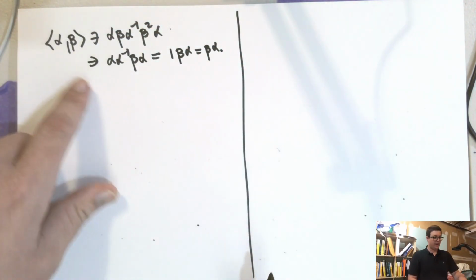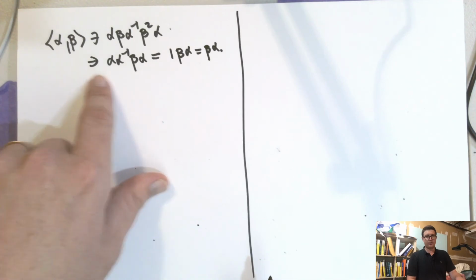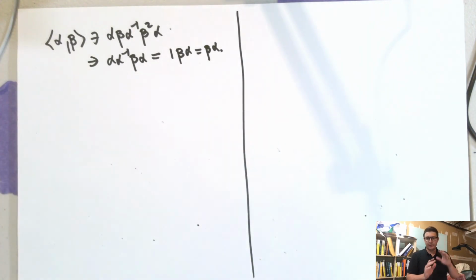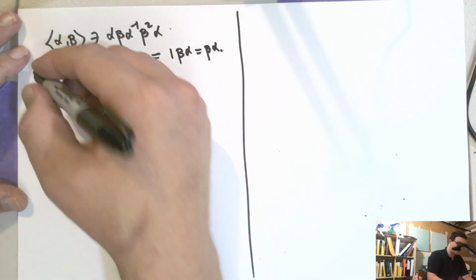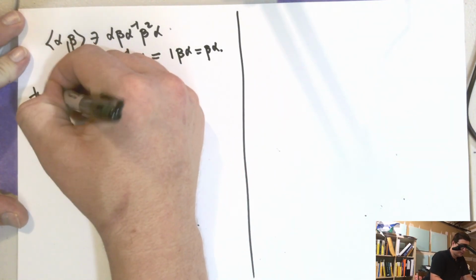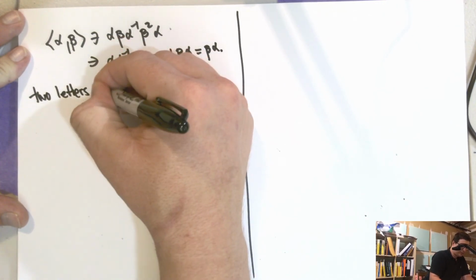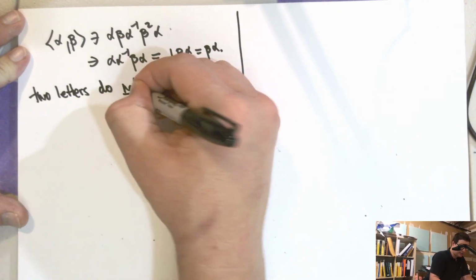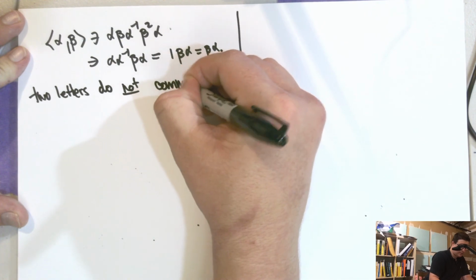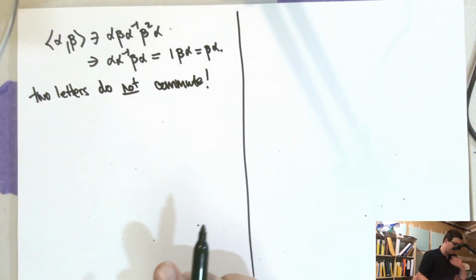Okay, so you just make all the words that you can out of this, but the two letters are not allowed to commute. So the two letters do not commute. Okay.